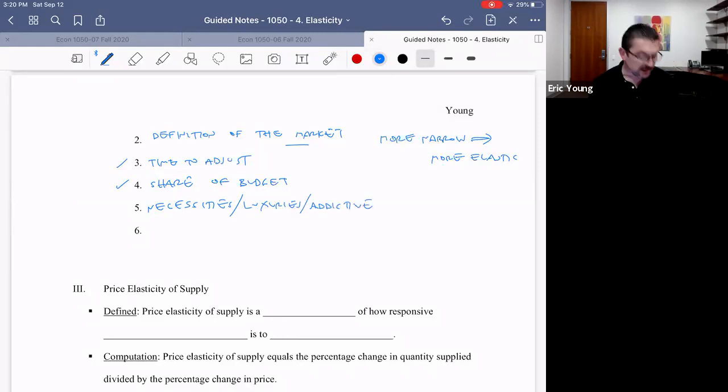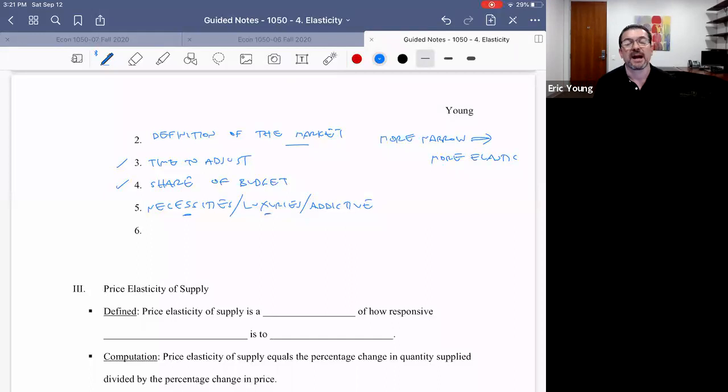Another criteria, the fifth one, would be the breakdown of necessities and luxuries and addictive goods. We believe that necessities will be more inelastic. If you really need something, you have to have it to survive, you'll have to pay the price that they're charging. You may complain about it, but you're going to have to pay it. So we believe that you're going to be less responsive to price changes for necessities, and therefore necessities will be classified as more inelastic.